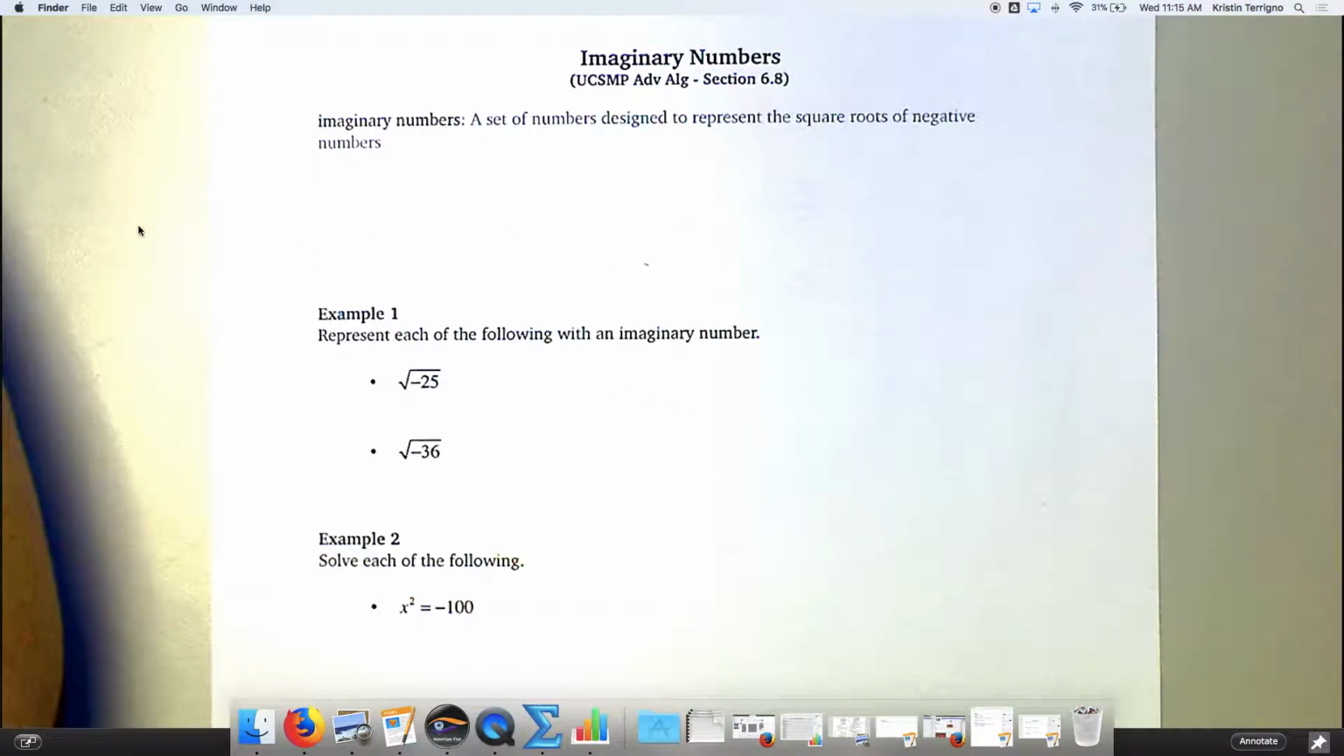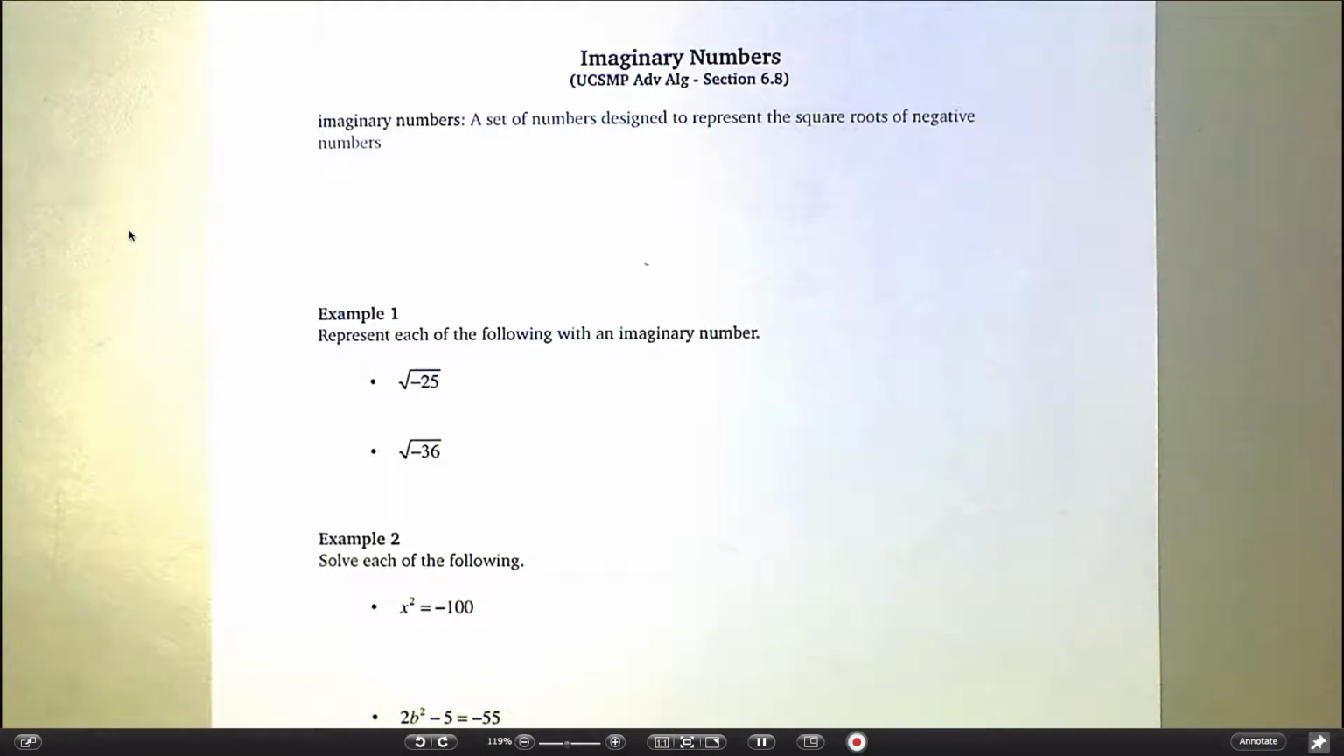Hi everyone. So today we're talking about imaginary numbers. I couldn't make this stuff up if I tried. That's a real thing in math, imaginary numbers.